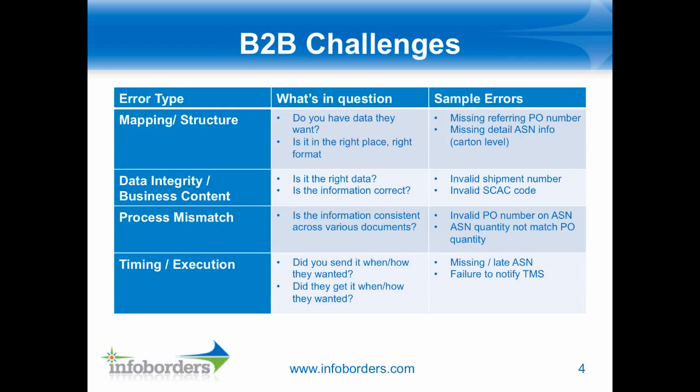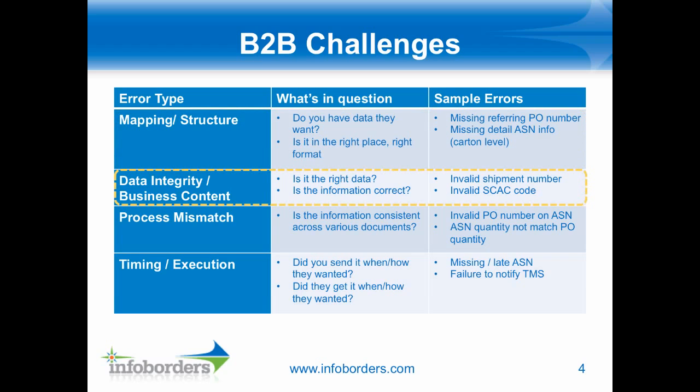The errors affecting businesses can be broken into 4 categories: mapping or structural errors, data integrity, process mismatch, and timing. The first type of error is best understood by IT. This type of error occurs when B2B transactions are not structured correctly. An example of a structural error would be missing carton details in the ASN.